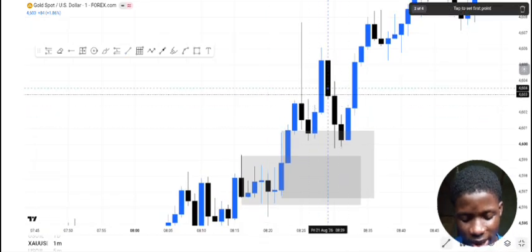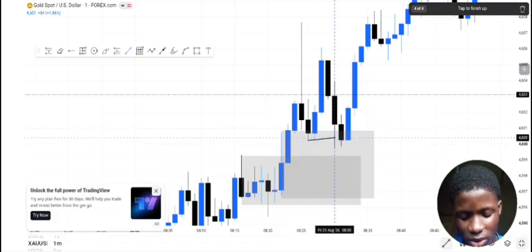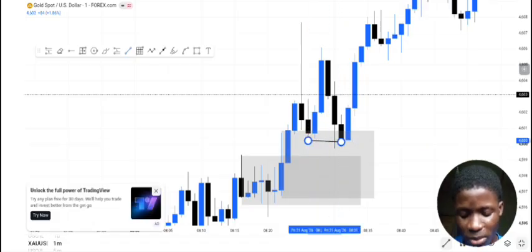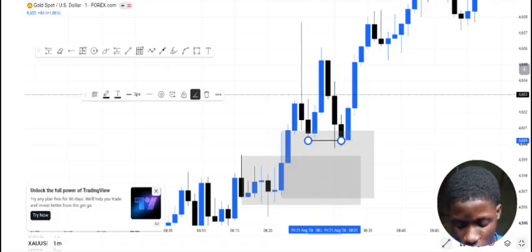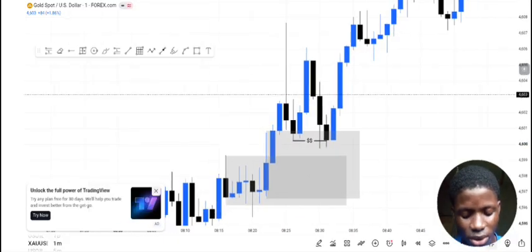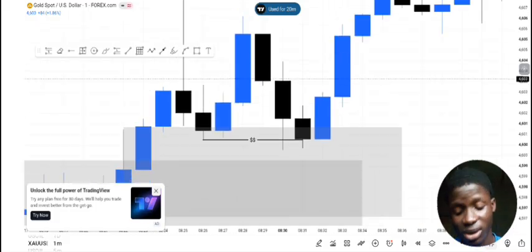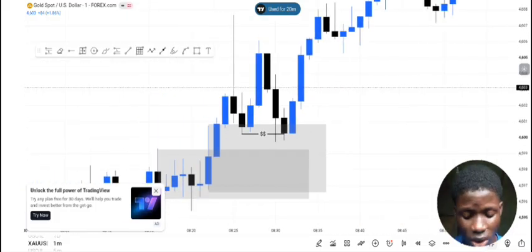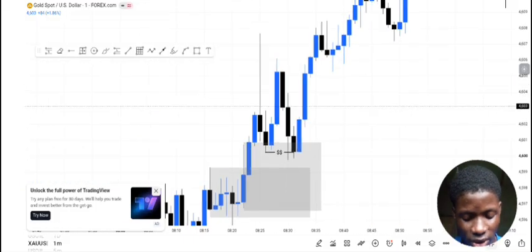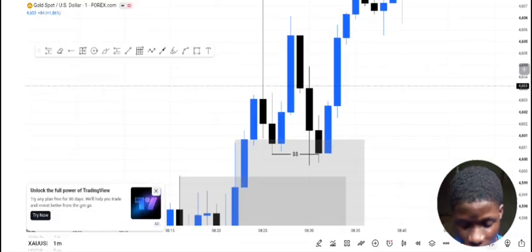When price mitigates this, you can see here, this is a liquidity sweep. When price taps into your zone, you wait for your liquidity sweep. And this is a bullish engulfing candlestick. You can see that's how it looks, compared to the bearish engulfing candlestick.